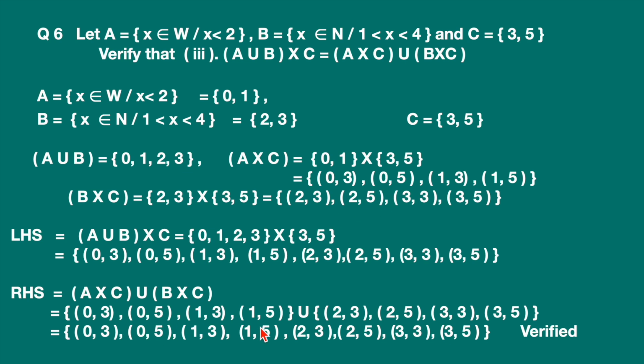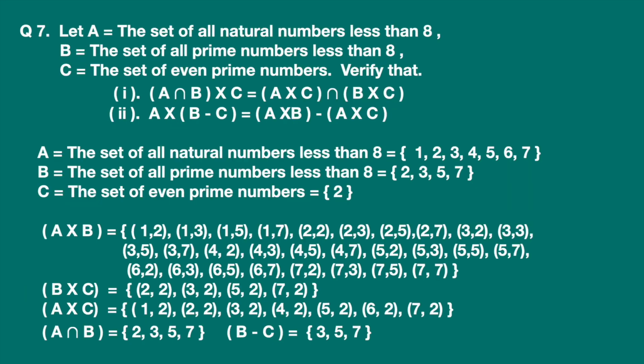Write down the first set. This is A cross C, this is B cross C. Now write down all the elements, all the ordered pairs of both, but do not repeat the common ordered pair. So you write down, you get like this. Compare this and this, you will find that LHS is equal to the RHS, verified.